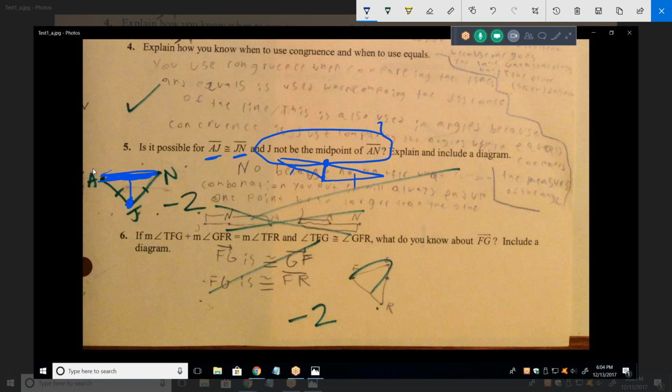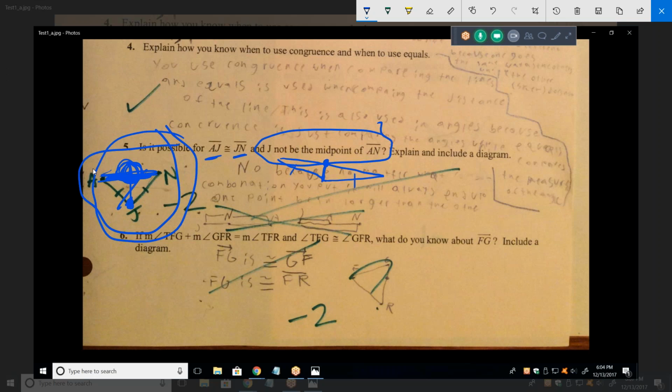Is it possible for J not to be the midpoint? Well, this diagram right here, I don't call J the midpoint. Now, if you connect J to AN with a perpendicular line, then this point is the midpoint. But I don't think you can say J is. What if I connect it with a non-perpendicular line? Then it's not the midpoint. So I think your diagram proves that you can draw it where J is not the midpoint of AN.